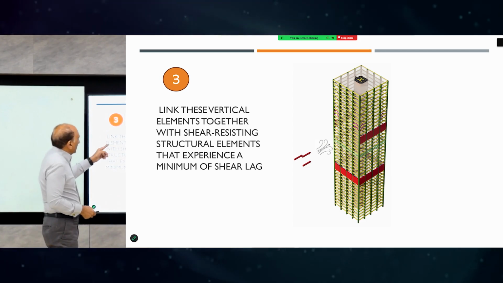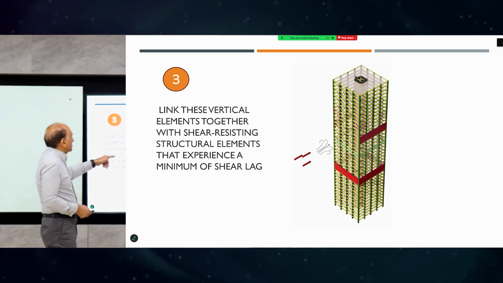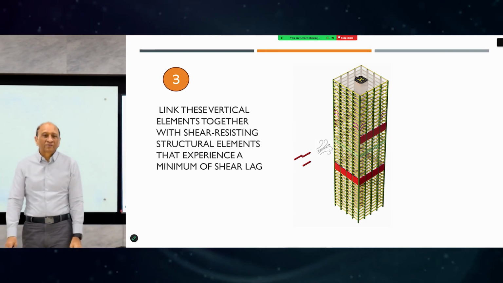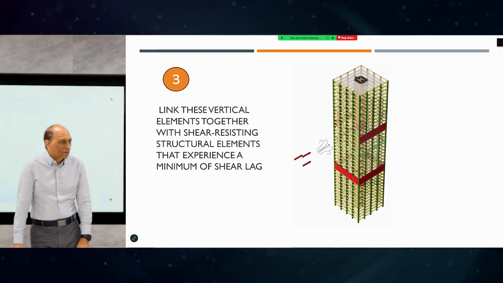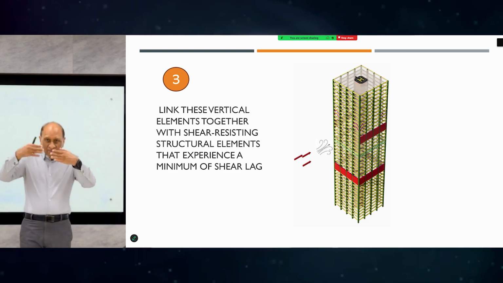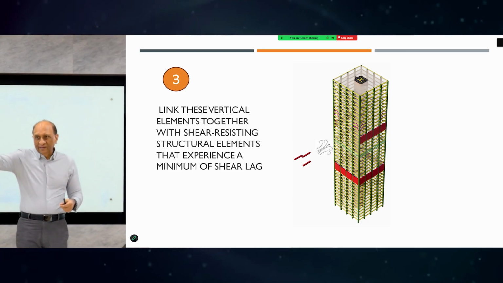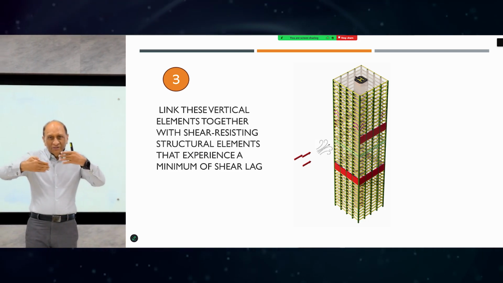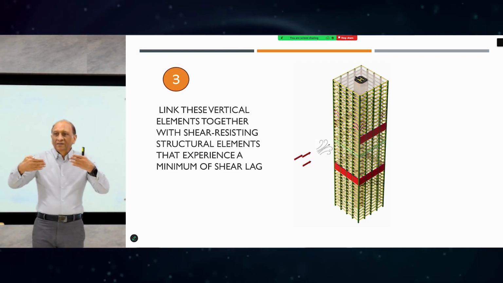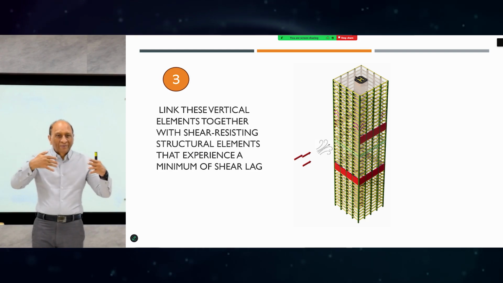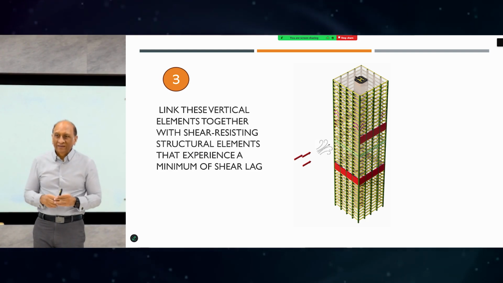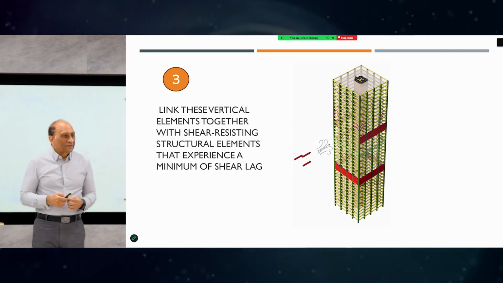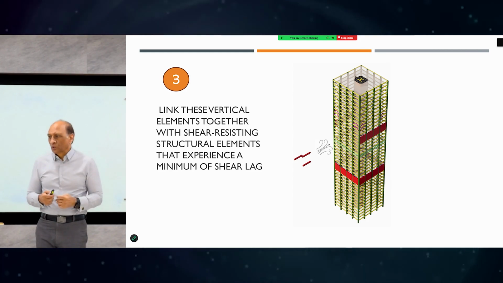Then link the vertical elements together with shear resisting structural elements. This is very, very important. Probably one of the most important elements of tall building design is that vertical elements should be connected together through shear elements, so they can share the lateral load and distribute it amongst them. This is called the outrigger and link beam effect. This is the cornerstone of design. Without that, tall buildings just won't work.